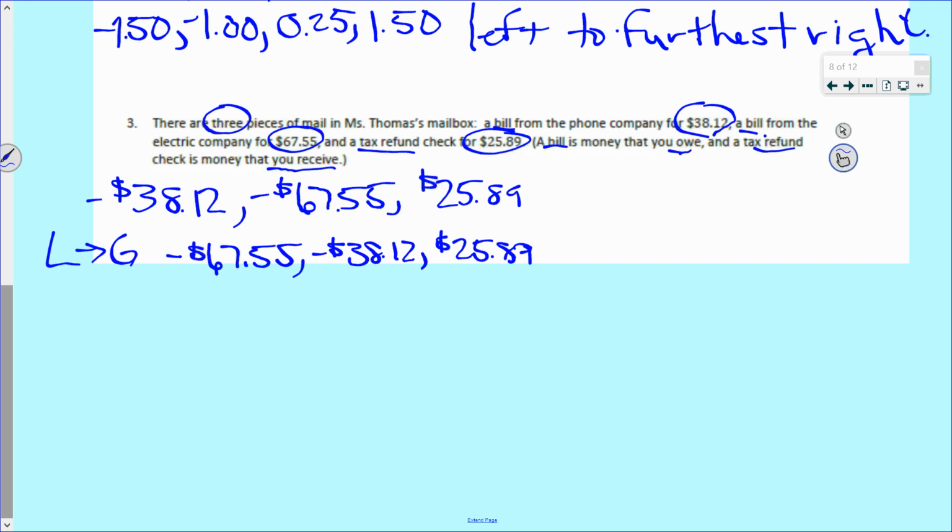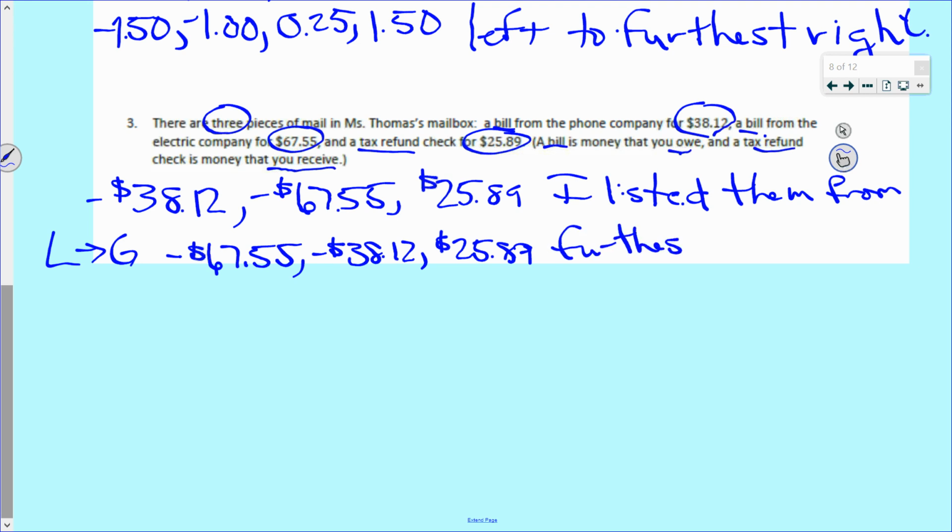25.89. We also have to say our reasoning. We can actually use the exact same reasoning. I listed them from furthest left to right. Again, that is our whole definition of how big an integer is as we're doing this. Any questions on that page? Okay.